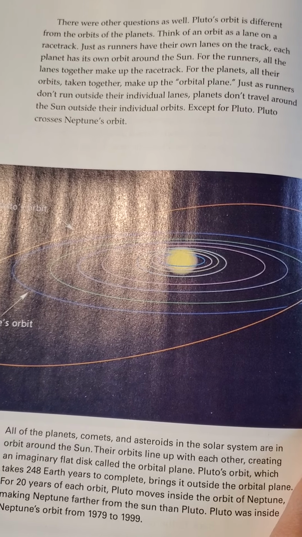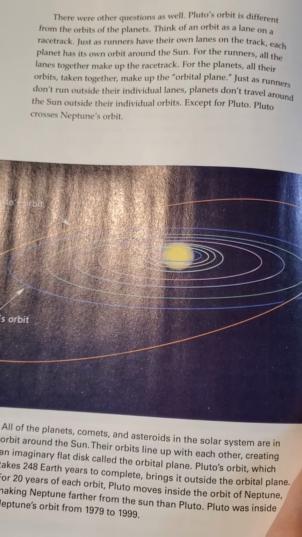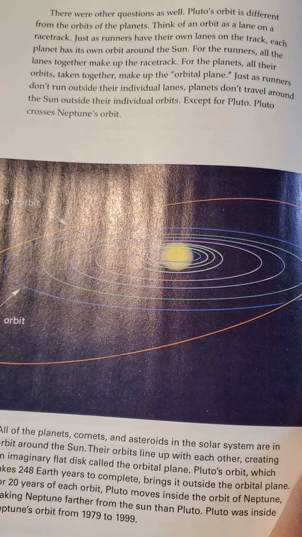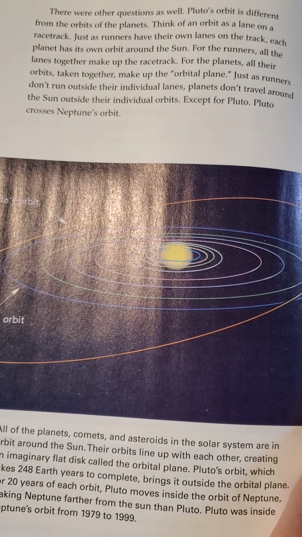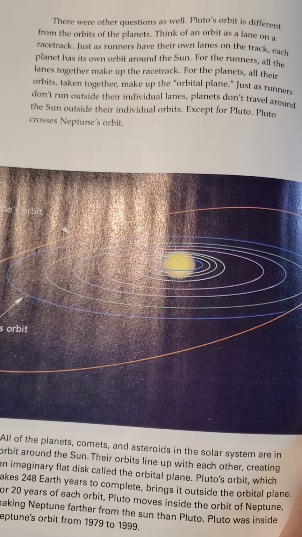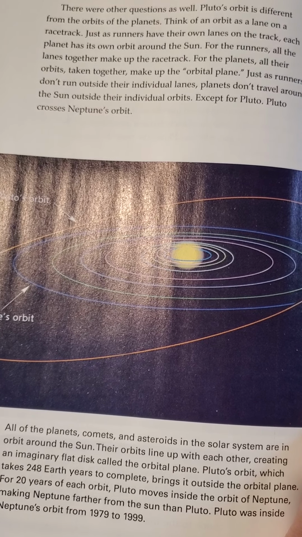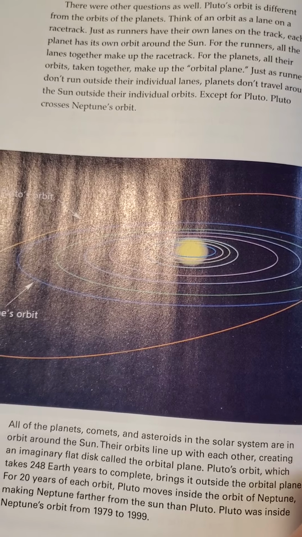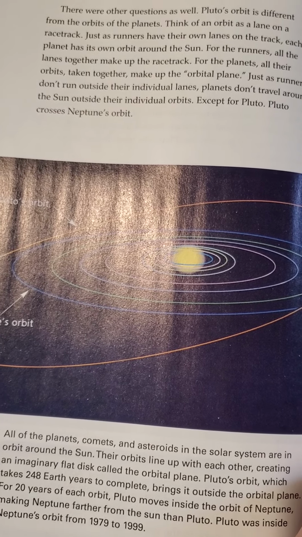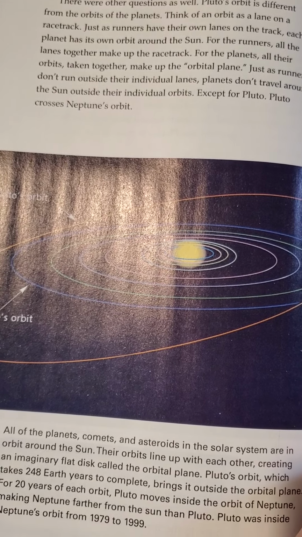For runners, all the lanes together make up the racetrack. For the planets, all their orbits taken together make up the orbital plane. Just as runners don't run outside their individual lanes, planets don't travel around the sun outside their individual orbits, except for Pluto. Pluto crosses Neptune's orbit.